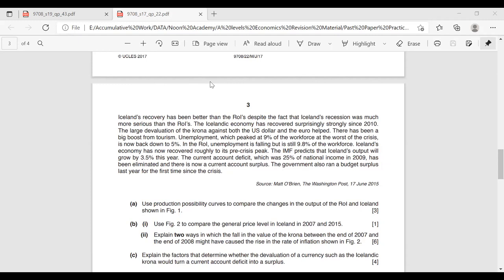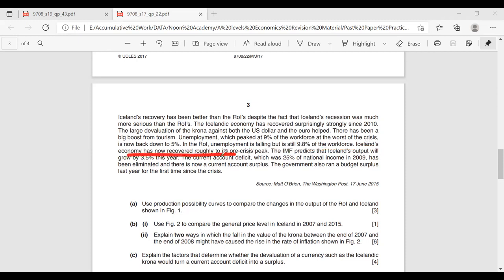Now, Iceland's recovery has been better than the Republic of Ireland's, despite the fact that Iceland's recession was much more serious. The Icelandic economy was recovering surprisingly strongly since 2010. The large devaluation of krona against the US dollar and euro helped. There has been a big boost from tourism. Unemployment, which peaked at 9% of the workforce at the worst of the crisis, is now back to 5%, right? In the Republic of Ireland, unemployment is falling, but is still 9.8% of the workforce.